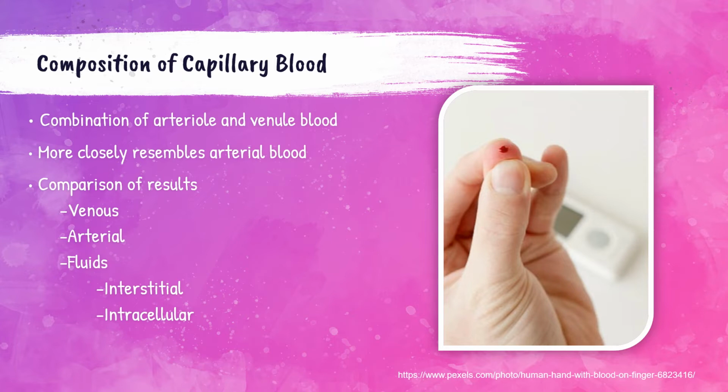Arterial blood, which is blood from the arteries, has a higher concentration of oxygen and lower levels of carbon dioxide than does venous blood. Fluid that is around the cells and the tissues is called interstitial fluid, and this fluid can dilute a dermal puncture sample. Intracellular fluid is the fluid inside the cells. If red cells lyse, or break open, then this fluid can contaminate the plasma sample and cause the lab values to be invalid.